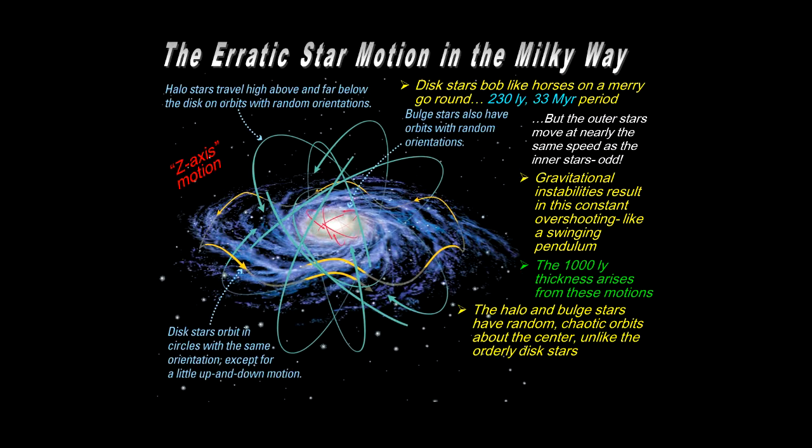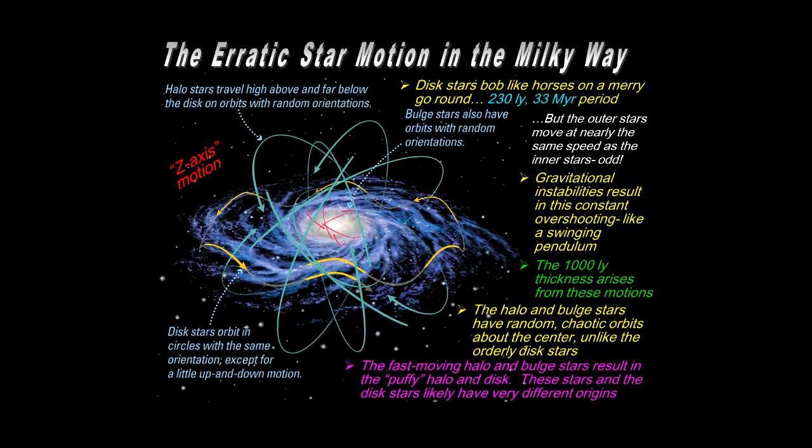The halo and bulge stars, in distinction to this, have random, chaotic orbits. They're not nice, orderly, circular orbits, but more like a bee's hive, a bee's nest, or a swarm of flies that are going in and out. So their history is also significantly different. Where the stars came from and how they formed is a different scenario than the disk stars.